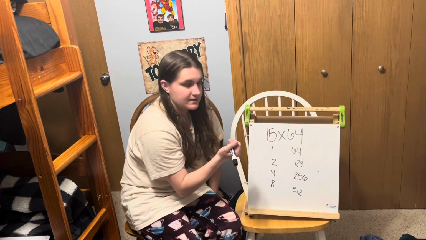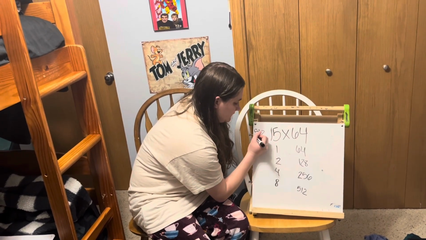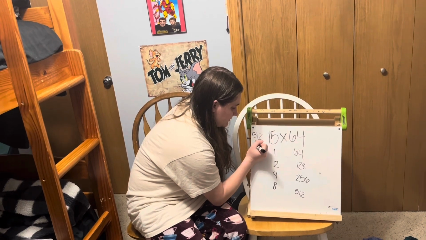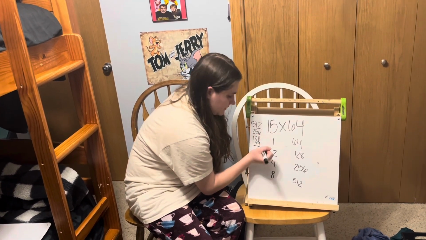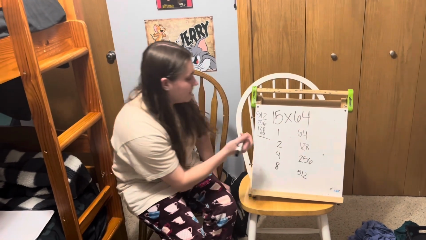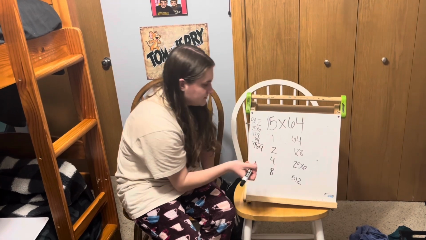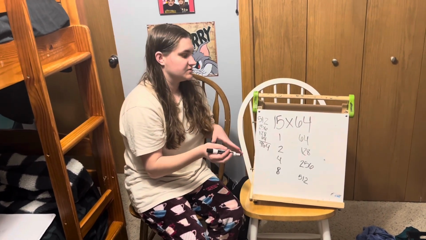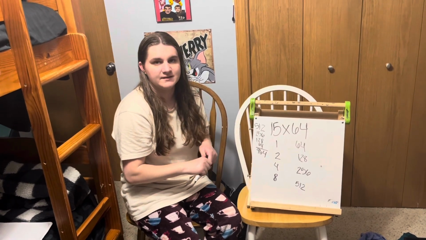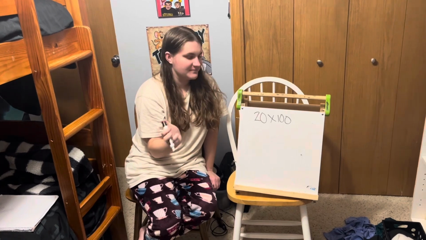So what we're going to be doing is adding 512, 256, 128, and 64. And I believe we should get 960 as our answer. So basically what we're doing is just adding 64 15 times, or multiplying 64 by 15. So yeah. Okay, so now we're going to practice another problem.